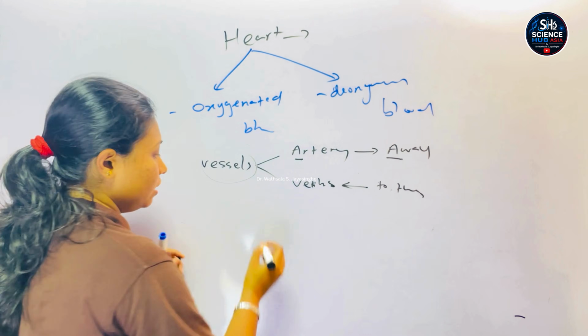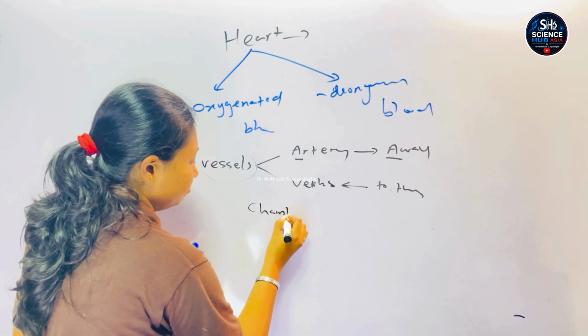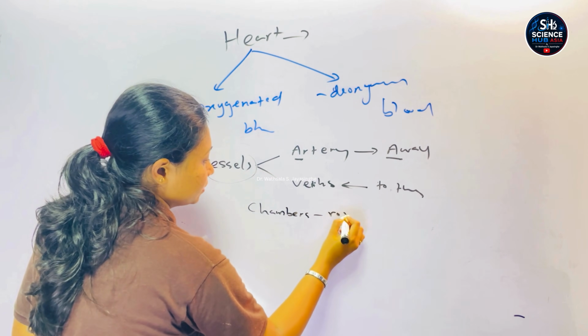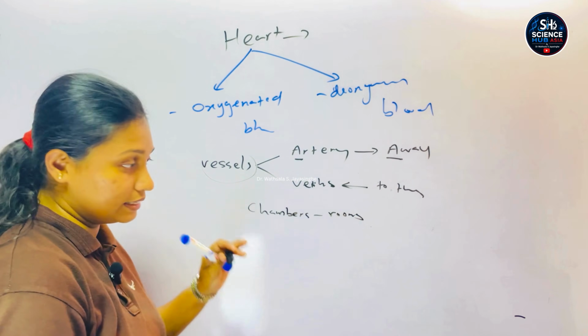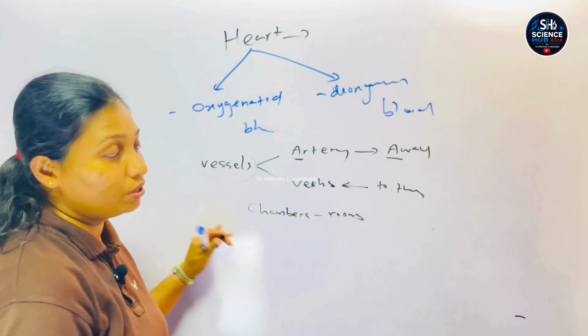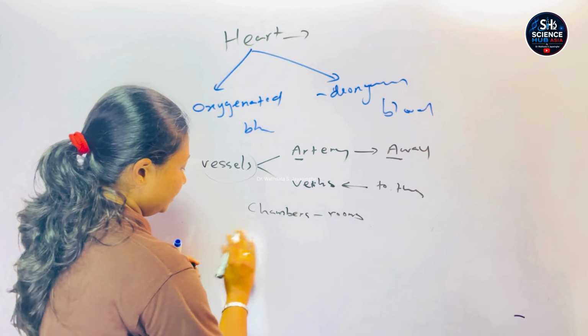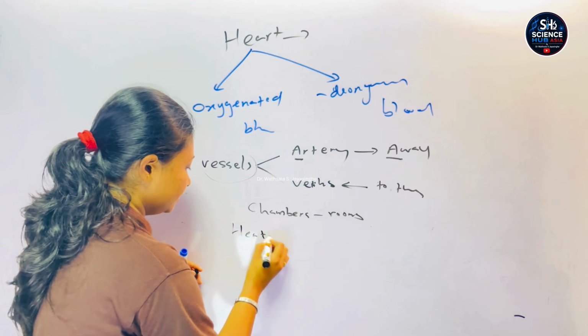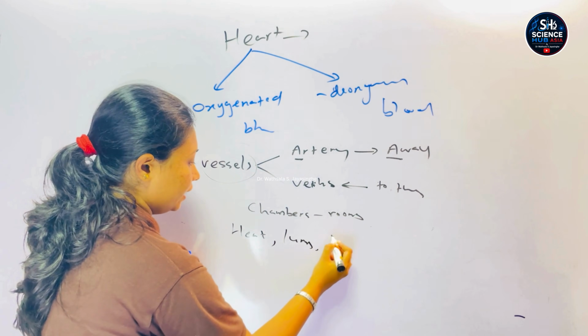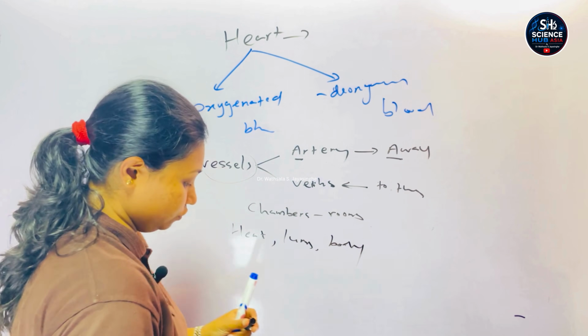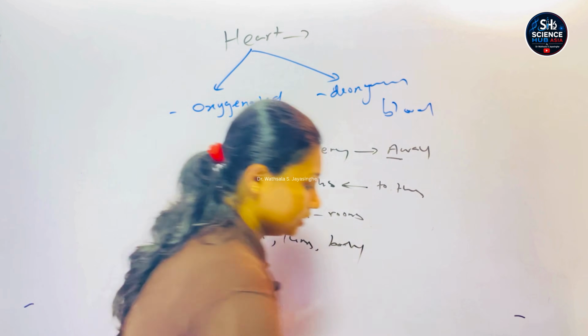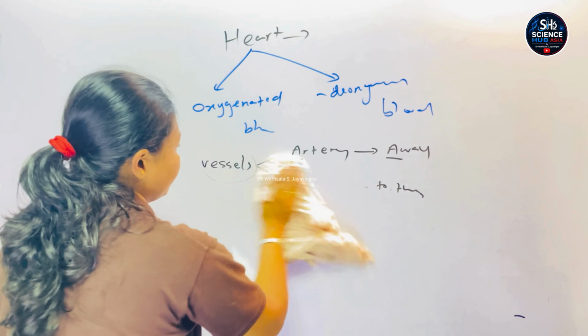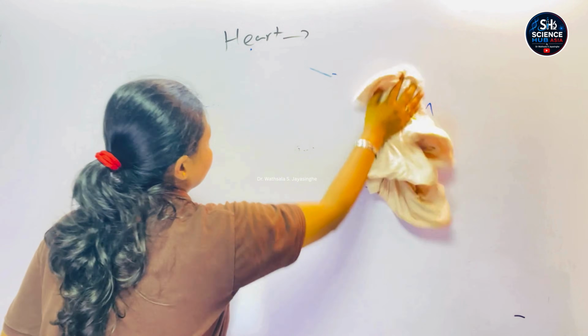And also chambers. Chambers means rooms. This idea should be there to learn the mechanism. For that, the heart is involved, the lungs are involved, and the whole body is involved. Now let's learn about the mechanism of the heart.